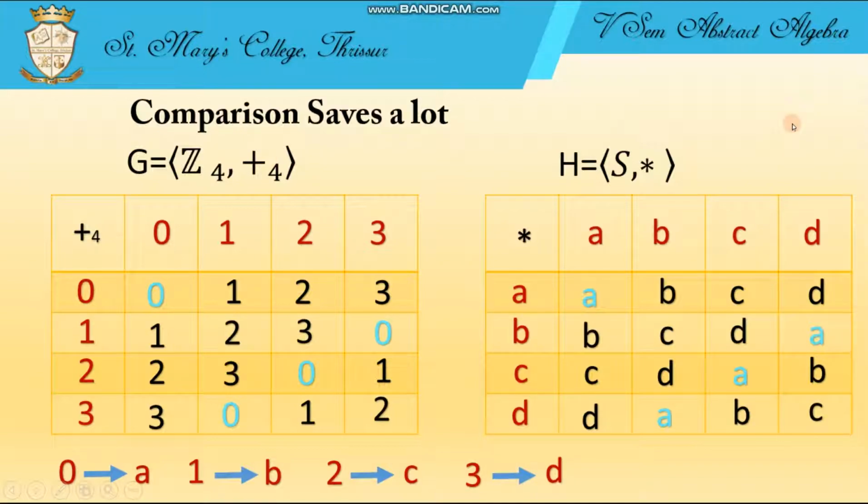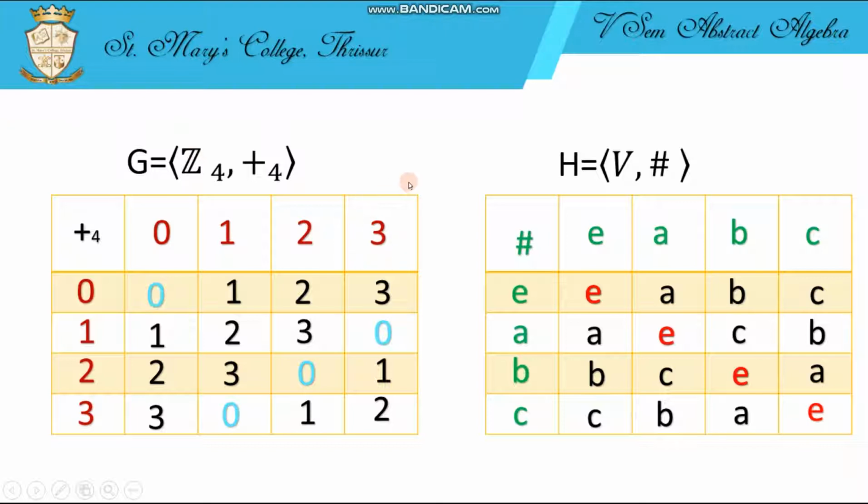So we will see what is happening. Before that, we will compare two more tables. In this table, the identity element is 0, and it is placed like this. Here the identity element is E, and it is placed like this, in a different manner. So we cannot compare these two tables.